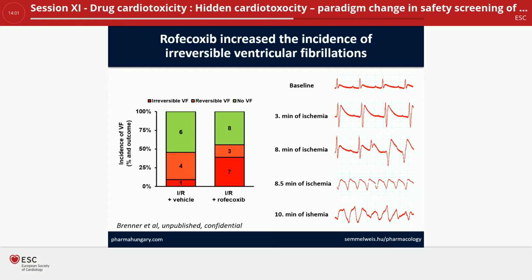finding. So we went on and found out why they died, and there was an increase in irreversible ventricular fibrillation during the ischemia reperfusion injury in the rofecoxib treated group. So they were pro-arrhythmic during ischemia reperfusion injury.